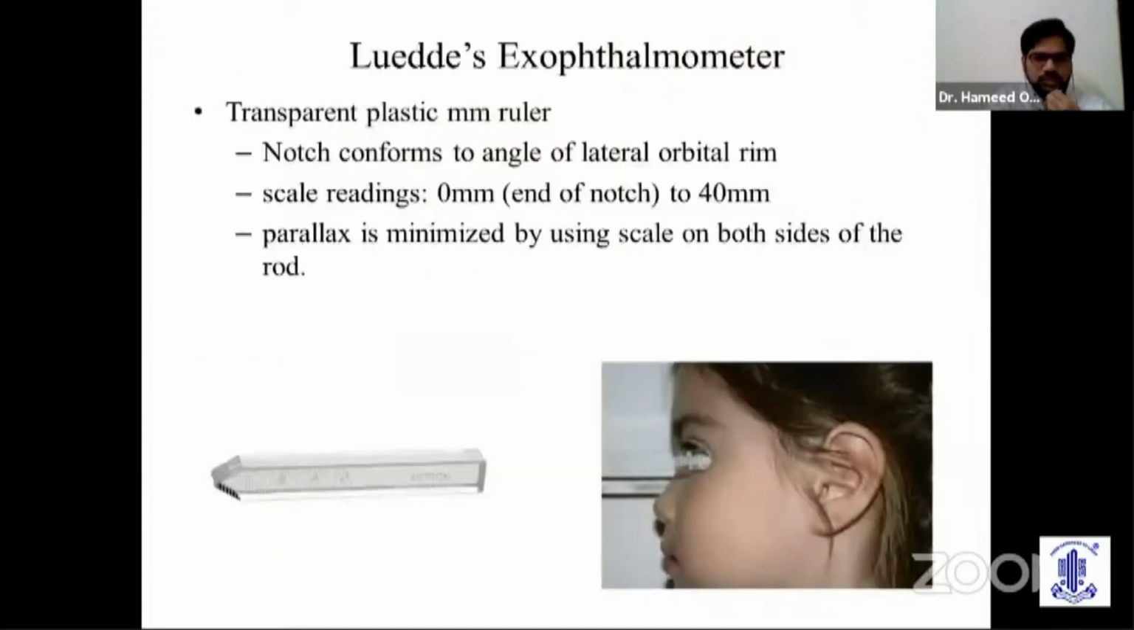Then you have Lutz exophthalmometry. It's a simple single transparent plastic ruler which has readings on both sides to avoid parallax. It has a 0 to 40 millimeter reading. It's very useful, especially in children. They will not get intimidated by this since it's a very simple plastic ruler.